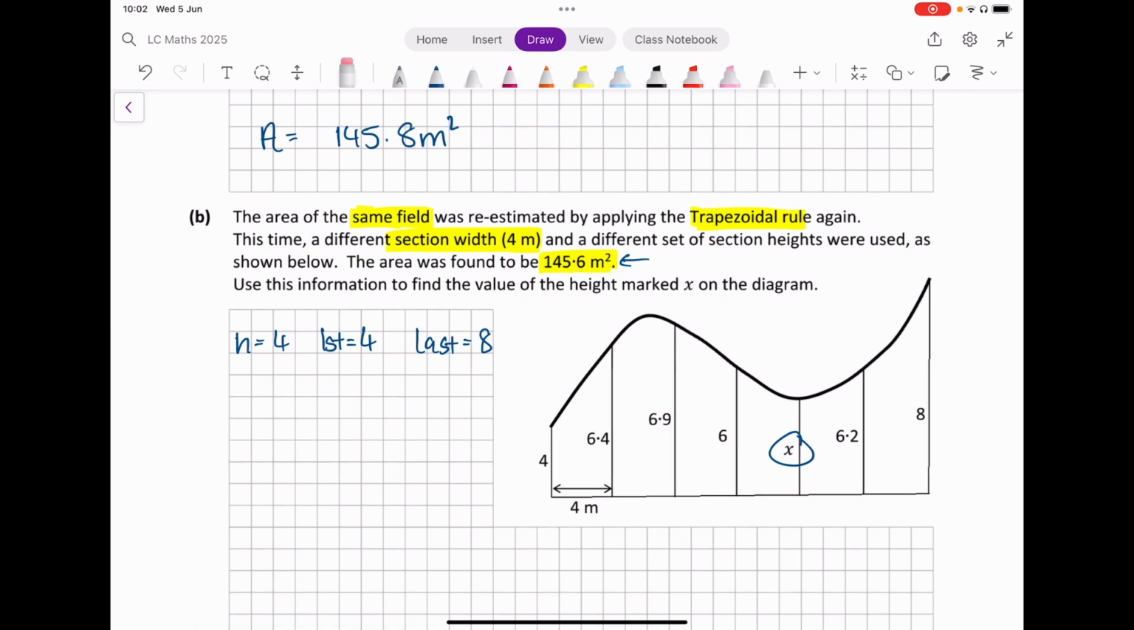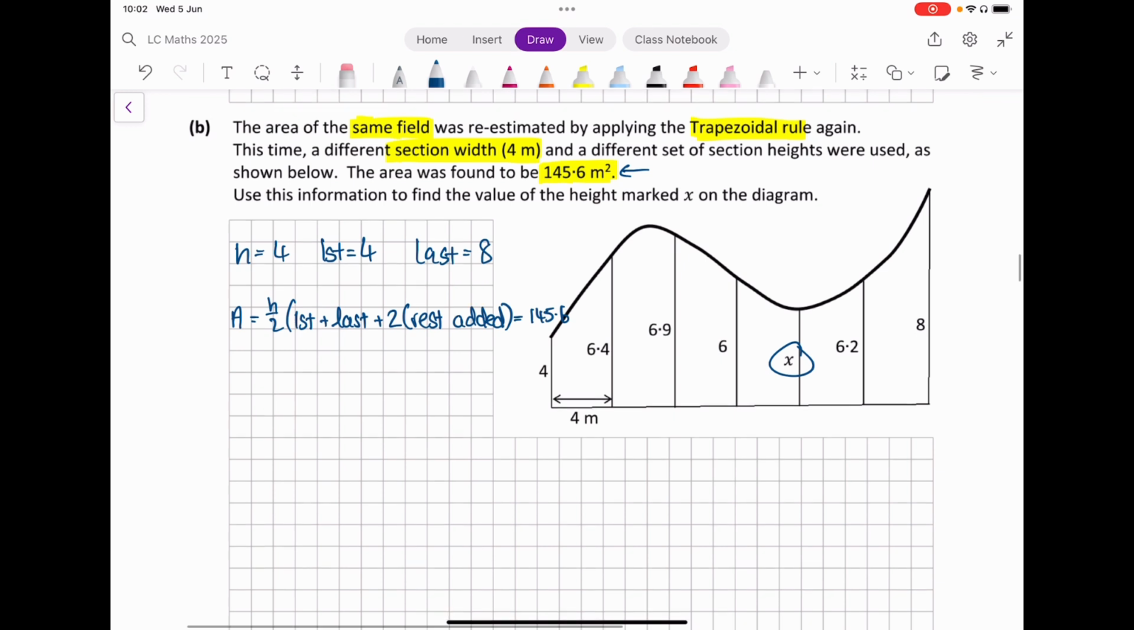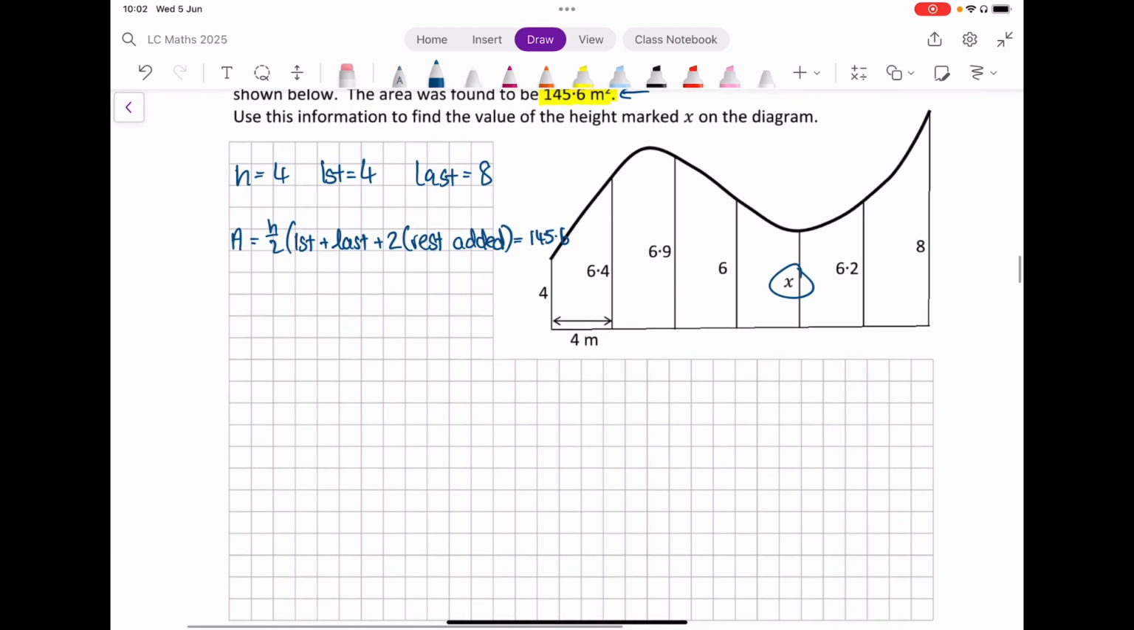Now, I know that my area, I'll write down A, is going to be equal to h over 2 by the first plus the last plus 2 times the rest added. But I also know that that's all equal to 145.6. So now I can make an equation with x in it so that I can solve for x.